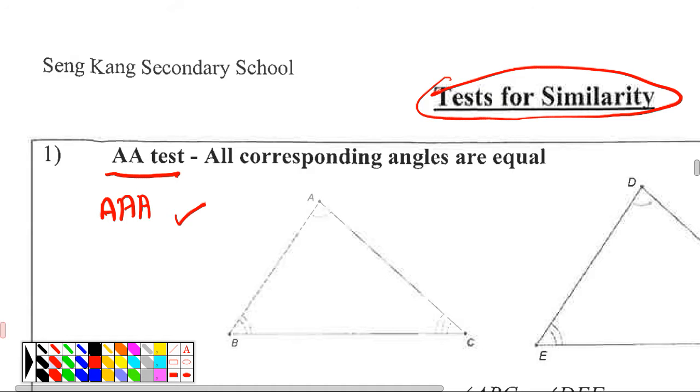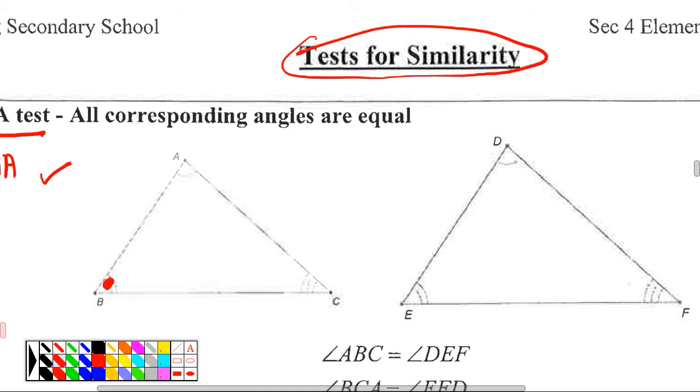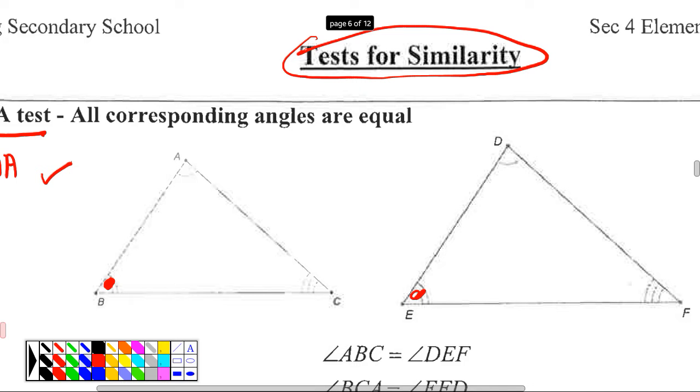But what's the reason I only show 2 angles? If 2 angles are the same, is the third angle the same? Yes. So I don't need to show it. Usually I only need to show 2, the third one is the same. So for example, in this triangle, I just need to show that this angle is equal to this angle, and this angle is equal to this angle. Full stop. AA. Done. Next.